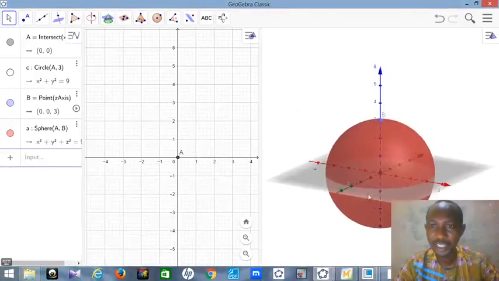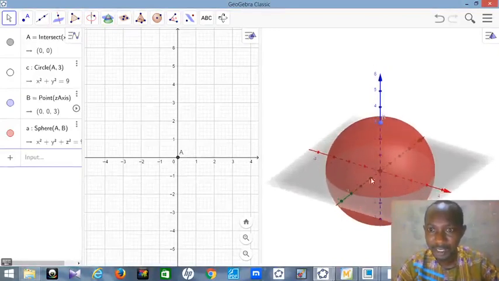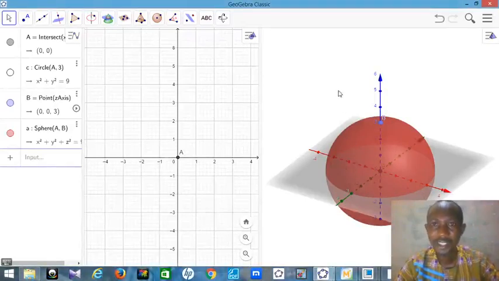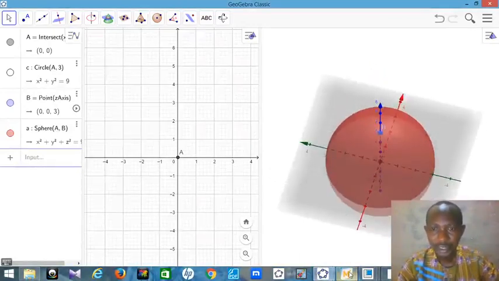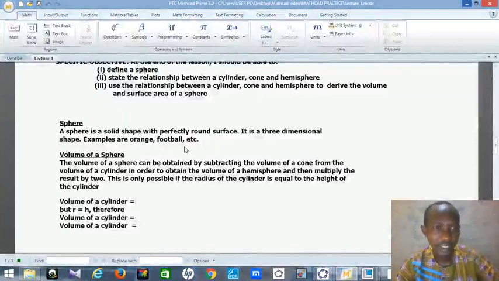So this is a sphere, and these are the three dimensions. You can see the x-axis, the y-axis, and the z-axis. So this is how a sphere looks. So take notes of this. Okay, let's go back to our class.